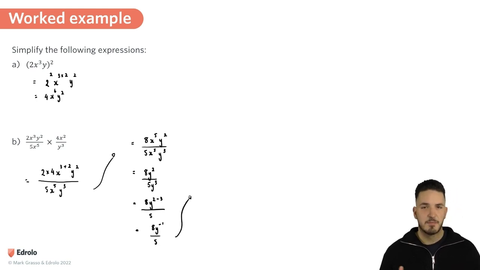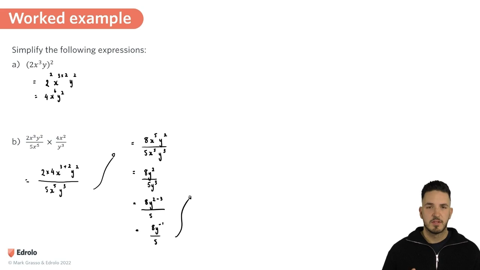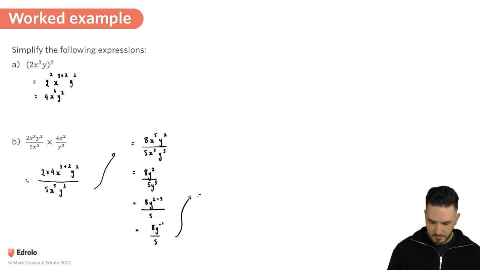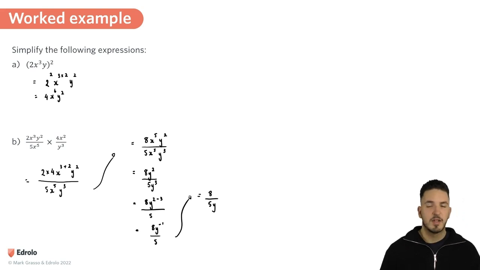To rewrite that as a positive index, we obviously want to have y to the power of positive 1. So to do that, we simply move it to the denominator. So this would become 8 divided by 5y. You probably don't need that second last step. However, if you're not necessarily comfortable with your index laws at this point in time, it's definitely worthwhile showing all of your working out where necessary.